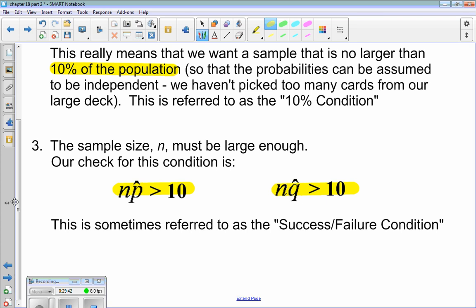Now again, Q is just 1 minus P. So N times 1 minus P hat is greater than 10. Okay, either way. Your book calls this the success-failure condition, so you might see that written that way. You're just double checking, is the sample size times the proportion greater than 10, and so forth. And it actually should be P and not P hat, but we'll leave it for now.